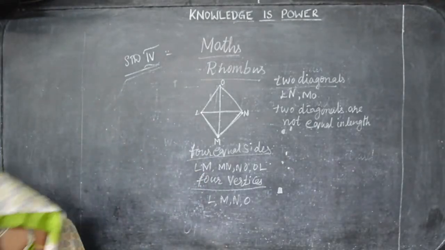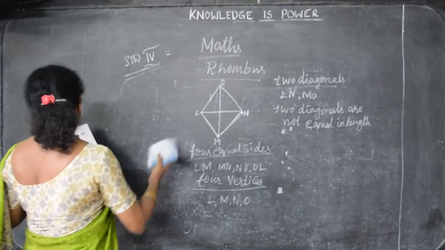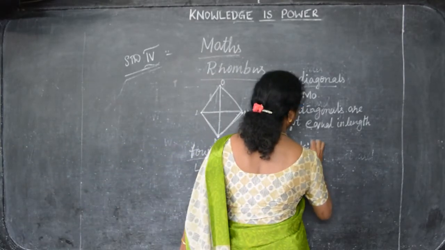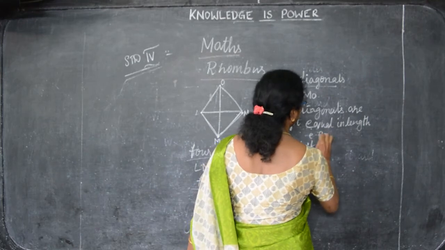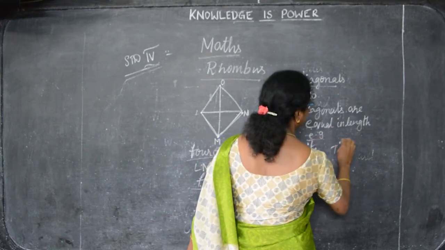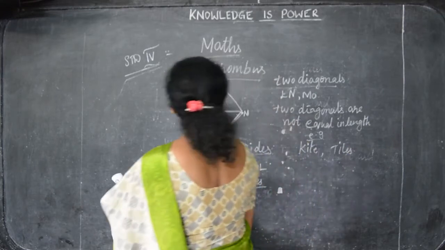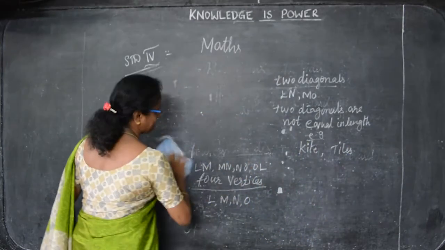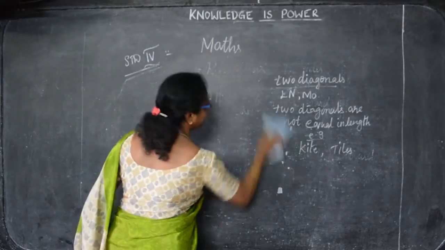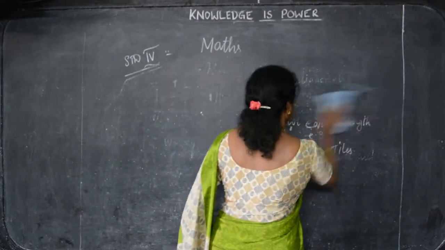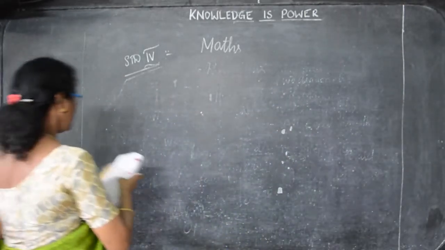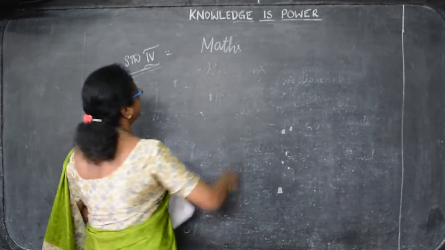And the next one is parallelogram. For this example, we can use the kite as an example for the rhombus. And one more is the tiles. We are using the house for these tiles. And now the next one is parallelogram.